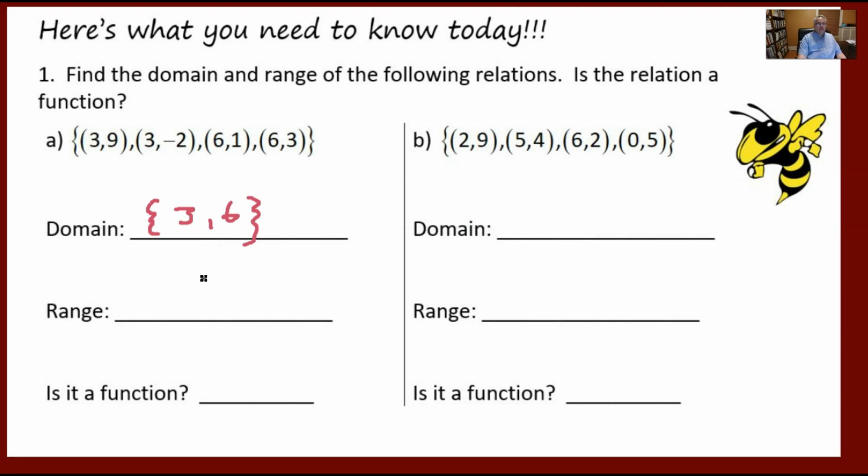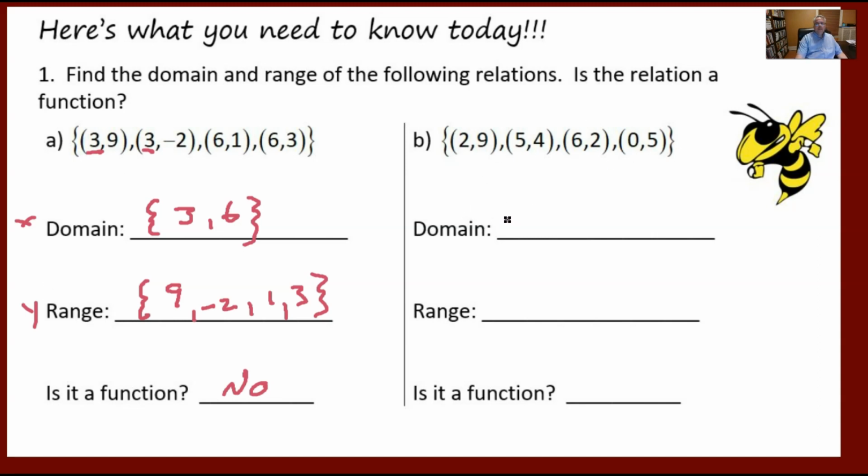All right, the range, that's the set of outputs. Those are the y values. So the range of this one would be 9, -2, 1, and 3. So the domain are the x values, the range are the set of y values. Now, is this a function? The answer is no, because there are some inputs that have more than one output. The input 3 has output 9, but the input 3 also has an output -2, so it's not a function.